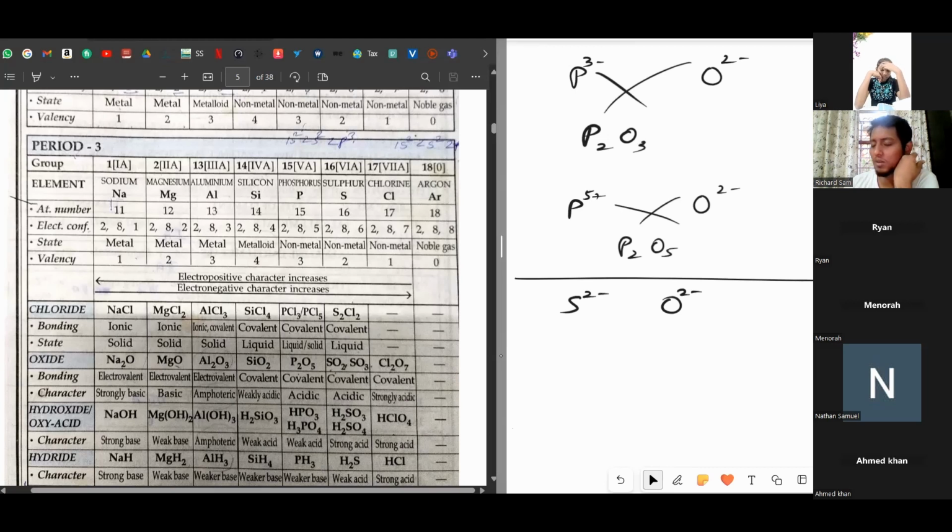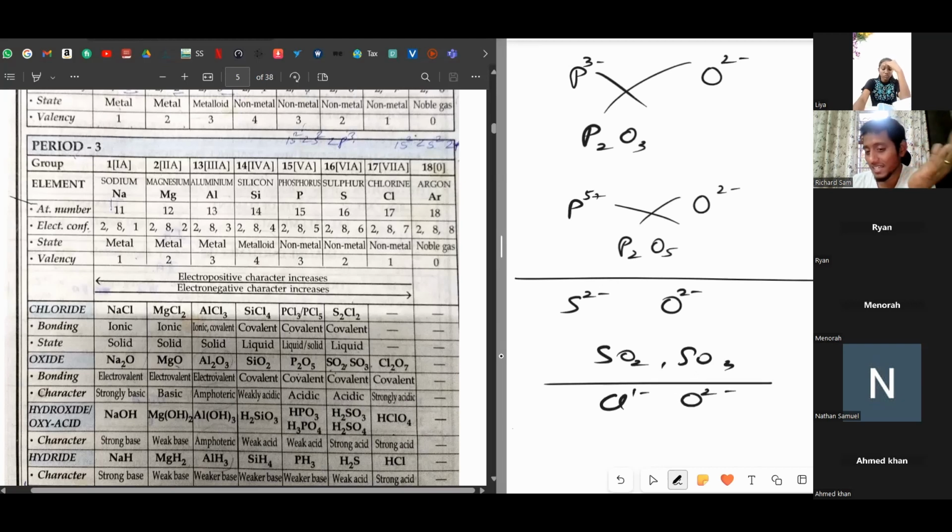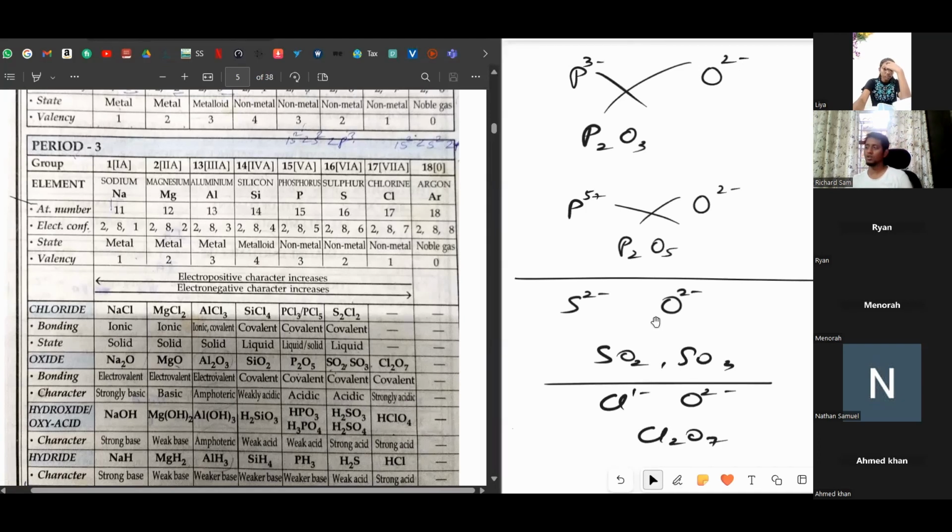We don't get into the complexities of why these compounds are formed, but the compounds formed when sulfur and oxygen join are SO2 and SO3. And last, chlorine. Chlorine's valency is 1 minus, oxygen is 2 minus, but again, it's a little complex how these elements join, but you get something called Cl2O7. So in short, all of the elements are able to join with oxygen and form some compound.